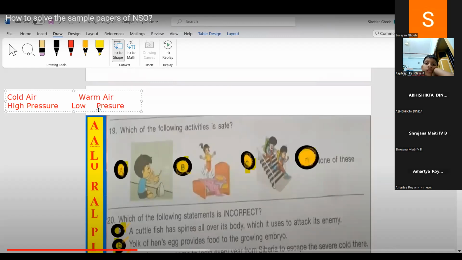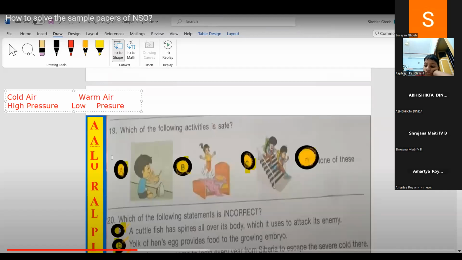Omoto, you tell me, is the balloon heavy or lightweight? What is the weight of a balloon? Very light, ma'am. So we can consider it as a low pressure. So it is moving upwards. Upward there is a high pressure. So it is moving up.